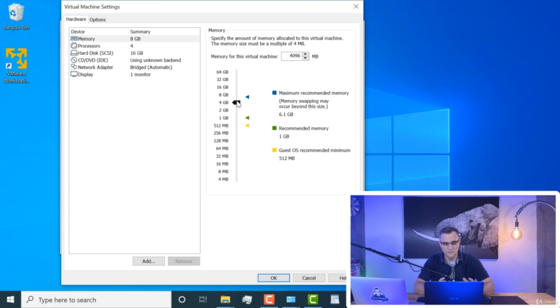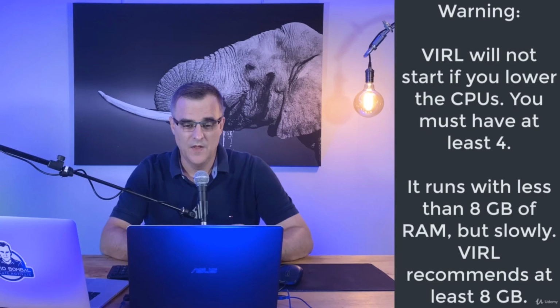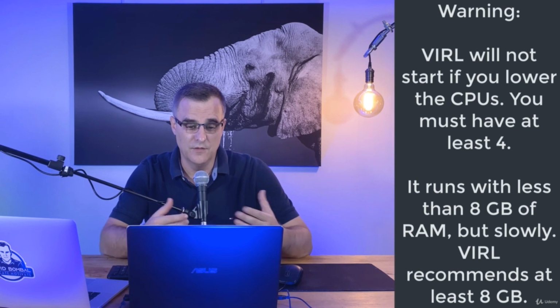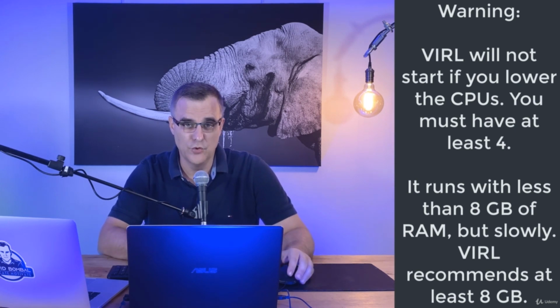Be careful lowering the amount of RAM. Now, as always, if you lower the RAM and lower the amount of CPUs that a virtual machine can use, it means you can't build as large topologies as you could if you allocate more RAM and more CPU to the virtual machine.